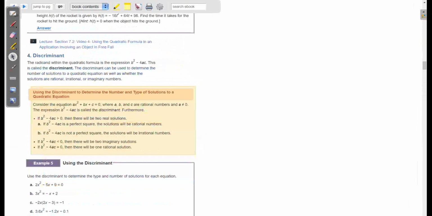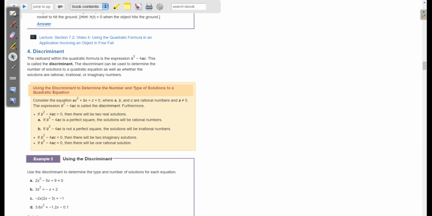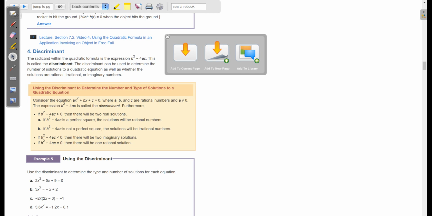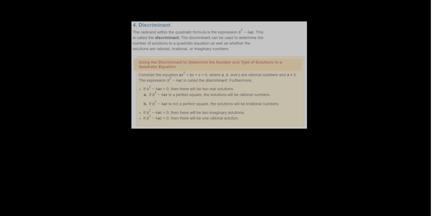Okay, so the discriminant. The discriminant is such an easy concept that we're going to go over it together, and I'm pretty sure you'll be able to come up with these rules on your own.